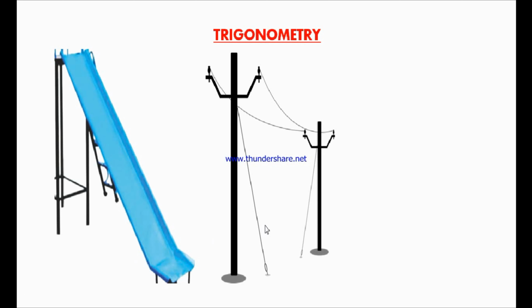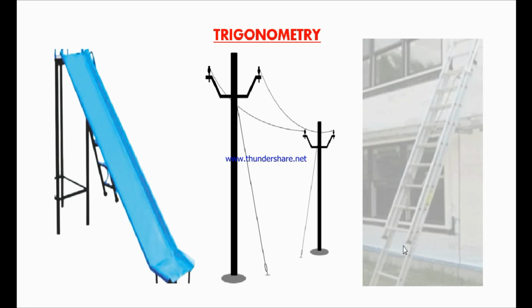Now you see this second object. It is an electric pole. This electric pole stands vertical to the ground, and there is a wire tightened to this electric pole, which makes some angle with the ground. This is an angle, and of course this makes 90 degrees with the ground.